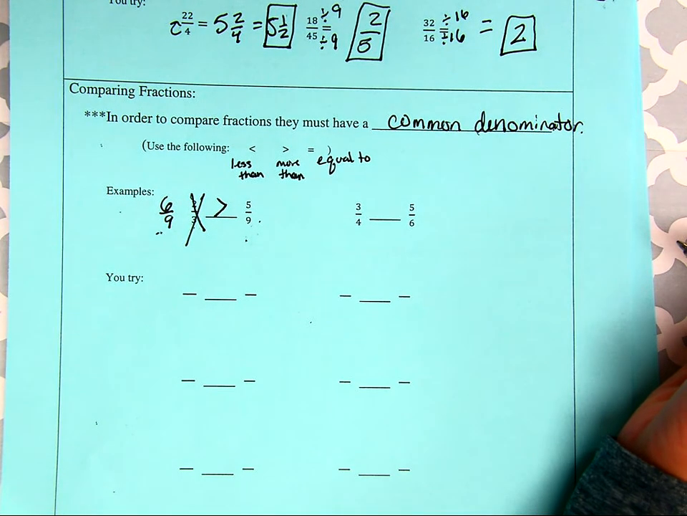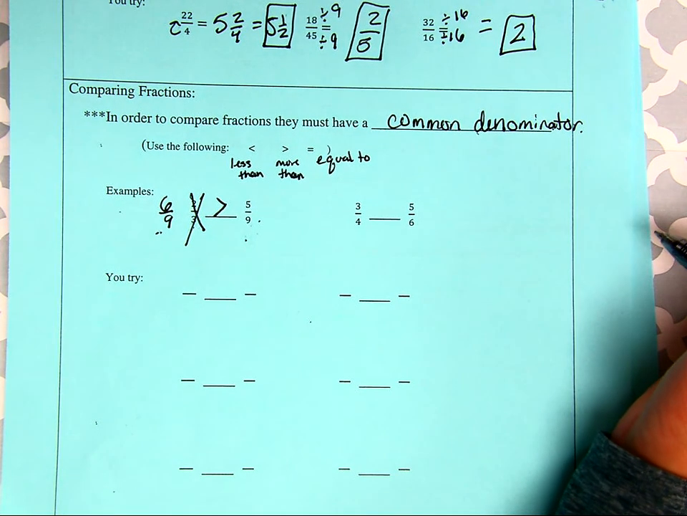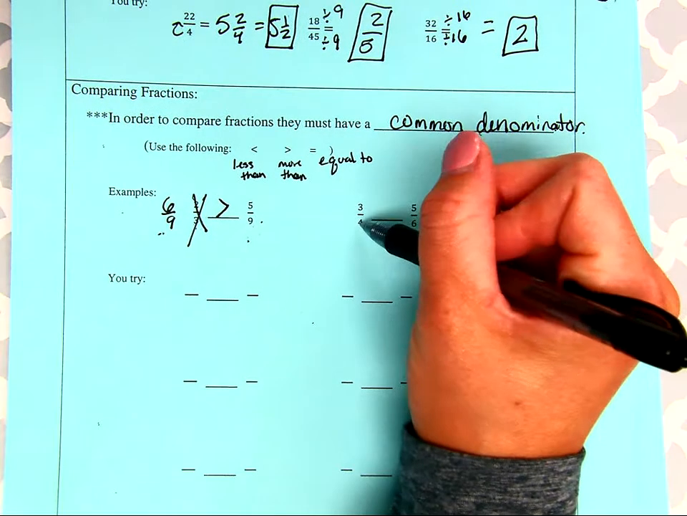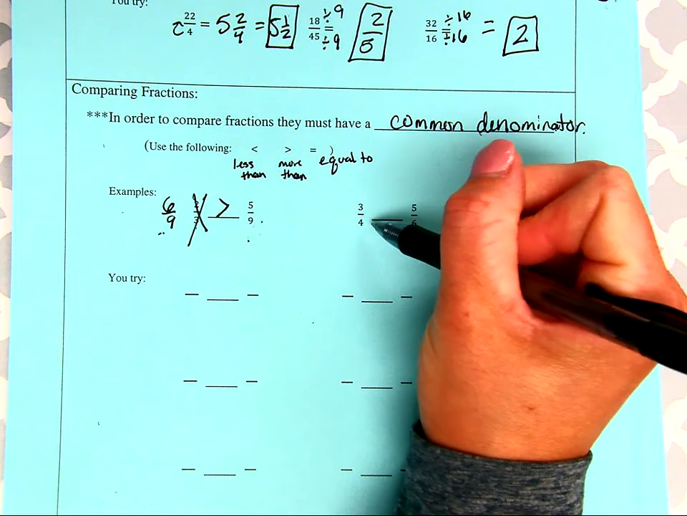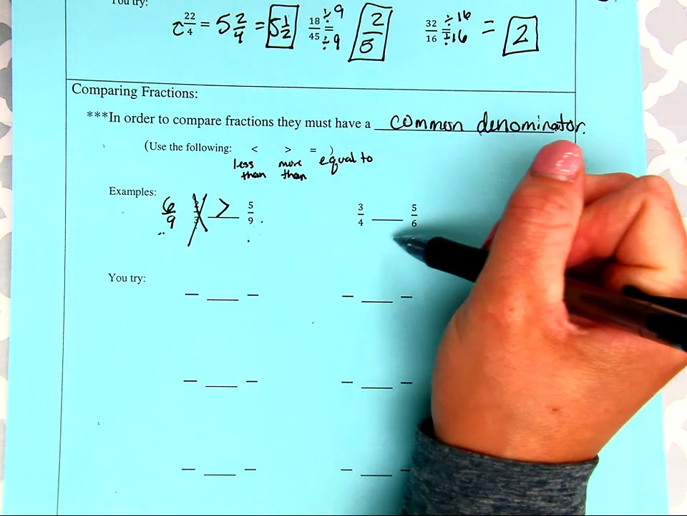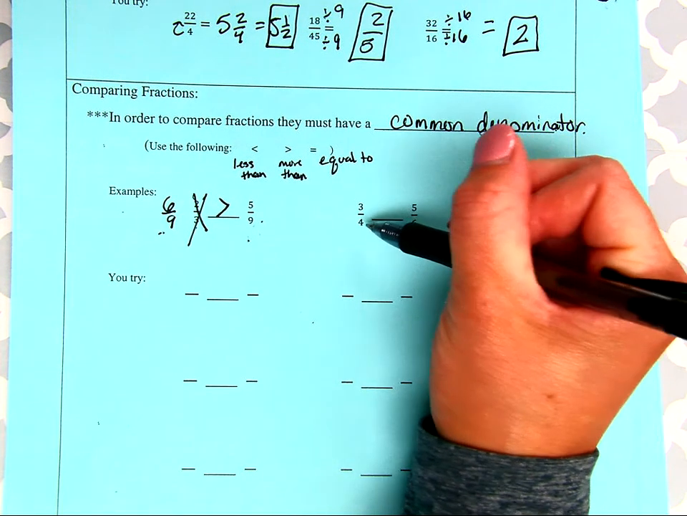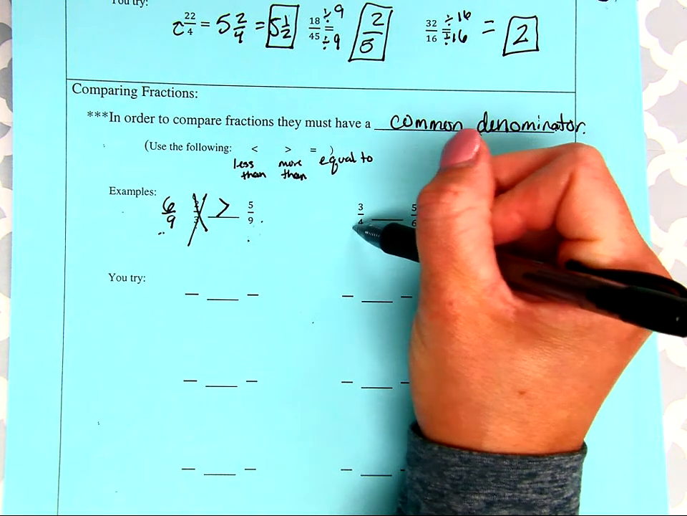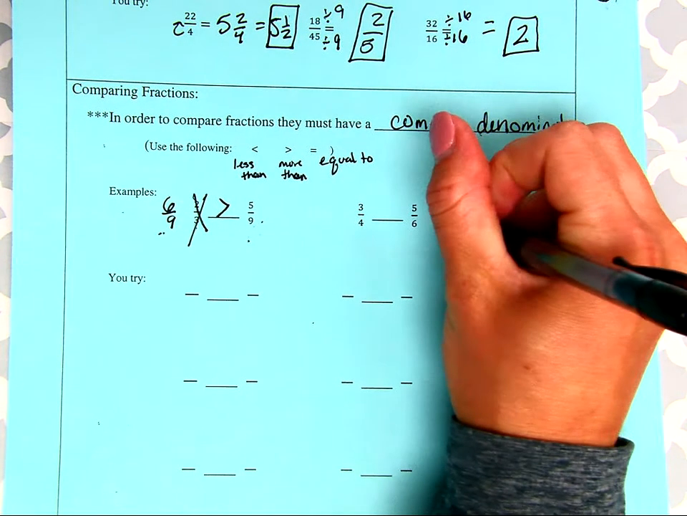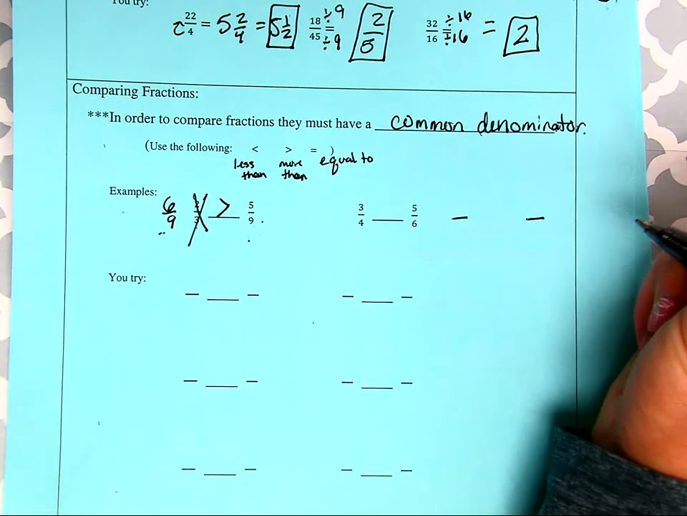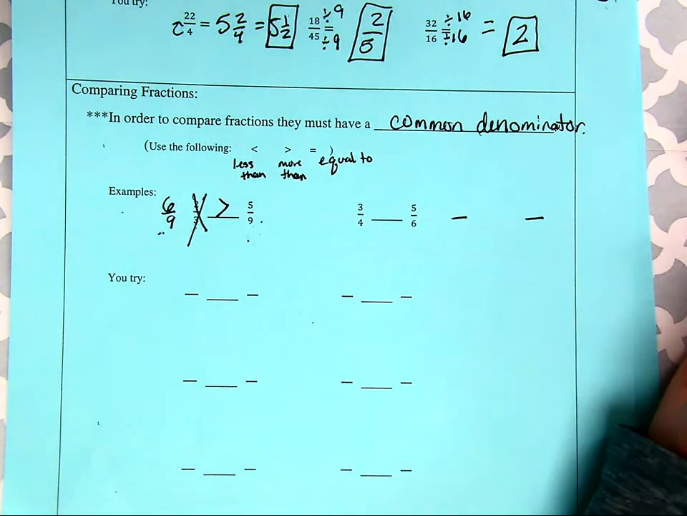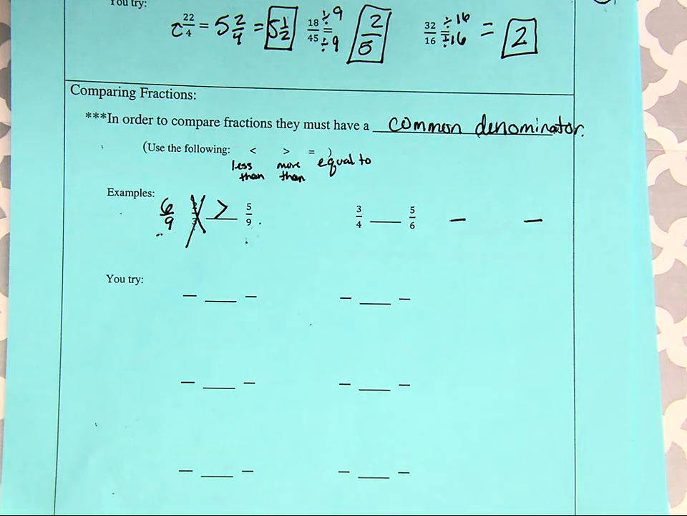So another example, with 4 and 6, I can't make 4 into a 6 or 6 into a 4, so I can't use one of these denominators. I need to actually rewrite this whole problem by making 2 different equivalent fractions for both of them. So, common denominator for 4 and 6. Okay, 12 is a good one, 24 is a good one. There's more than one. So I'm going to use 12 because it's lower.